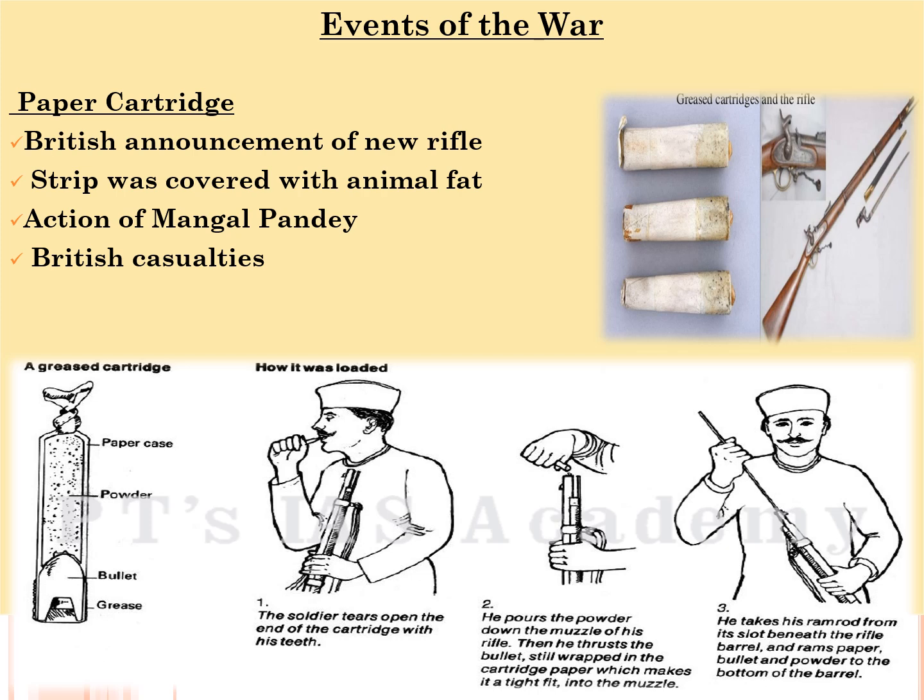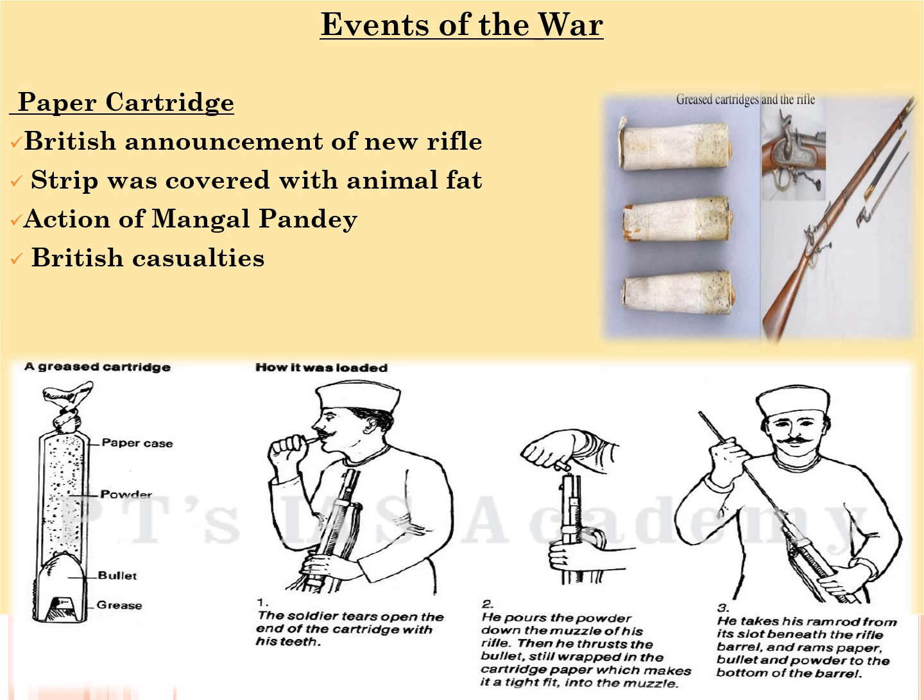So in January 1857, the British announced a new rifle in which a new type of cartridge was used, and the user had to remove the strip from the cartridge using teeth in order to fire the gun. So the rumor spread that the strip was covered with fat of either a pig or a cow. So Muslims considered pig as an unkosher animal, and Hindus believed cow as a very sacred animal. So it was not acceptable to both of the communities to use these cartridges, as you can see in this diagram that how they had to do that.